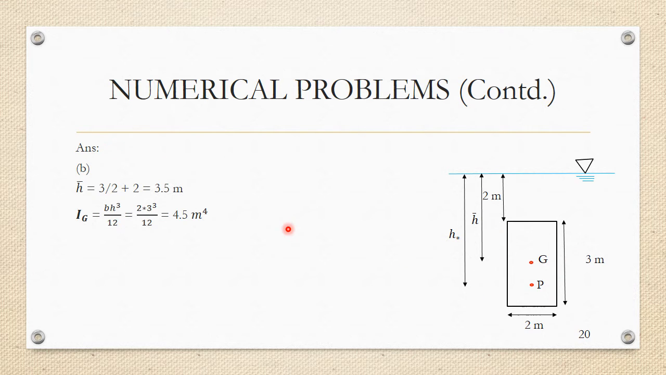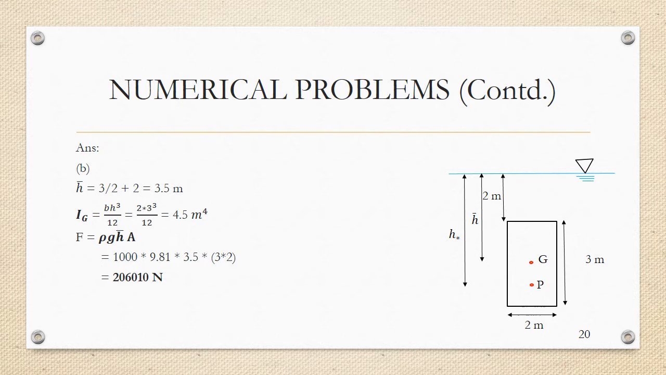Now we can find out the total pressure force. F is equal to rho g H bar into A, which will give us 1000 into 9.81 into 3.5 into 3 into 2, where 3.5 is the only change that has happened here because in this particular case the lamina is lying 2 meters below the free surface. So H bar has increased to 3.5 meter, and that comes to 2,06,010 Newton or 206.01 kilonewton.